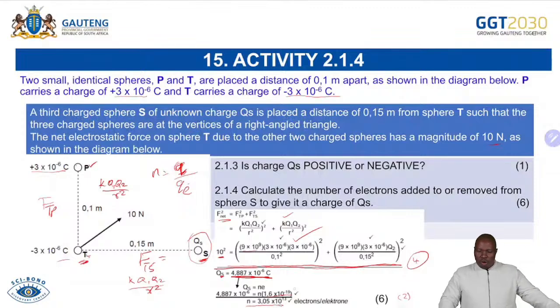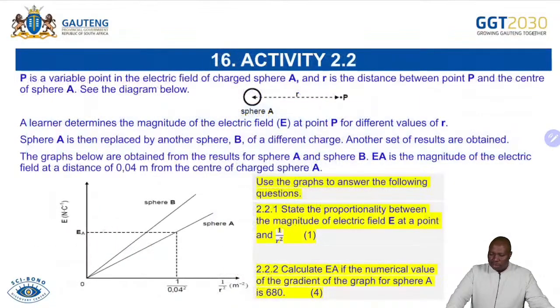Then you got your answer, the number of electrons as 3,05 times 10 to the power of 13. So I hope that helps you and you will know how to deal with questions like those.